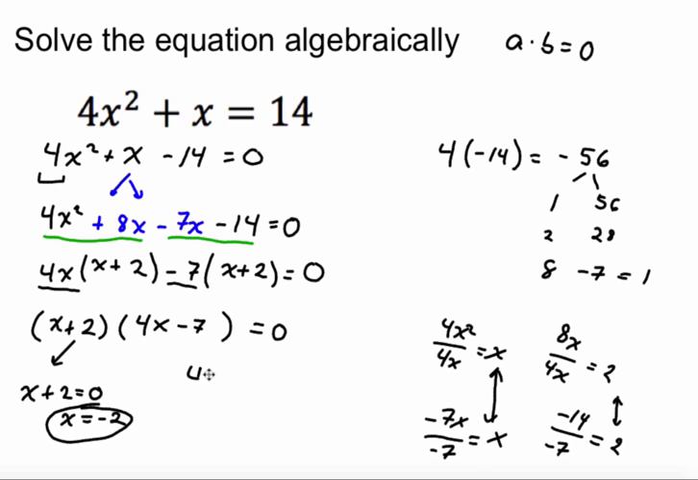And then 4x minus 7 equals 0. Let's see, 4x equals 7, and x is equal to 7 fourths. Okay, so now that I have two values for x, x equals negative 2 and x equals 7 fourths, now I can be done.